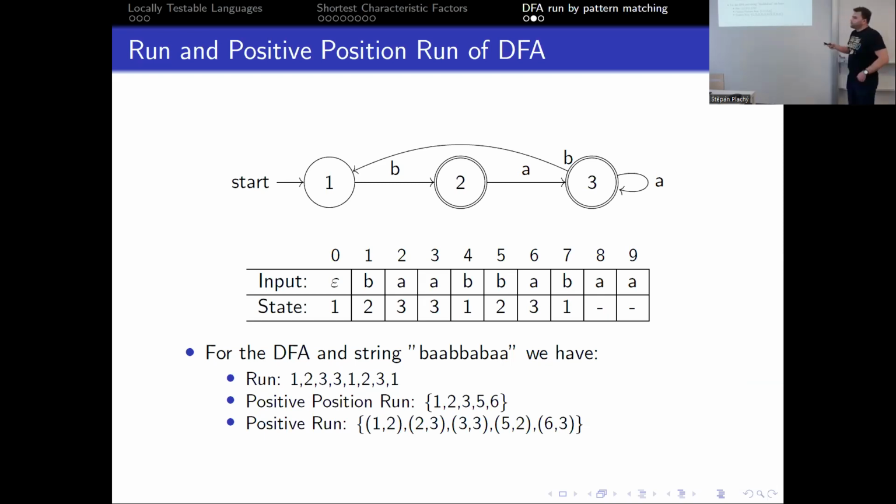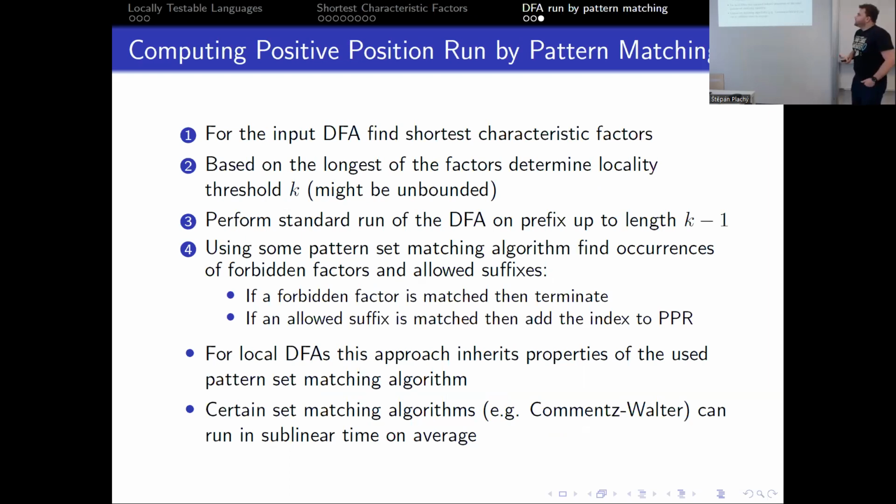And with the positive position run with states, we are just going to add into a pair which state was found. The idea of how to compute something like this using pattern matching is that we first find the shortest characteristic factors. We don't really need forbidden prefixes, but we specifically want the set of forbidden factors and the set of allowed suffixes. Based on that, we find the k for which it is local. It might be unbounded, but if it is local, then we can just check the prefix of that certain length, which will tell us whether it is forbidden or where we can find the final states.